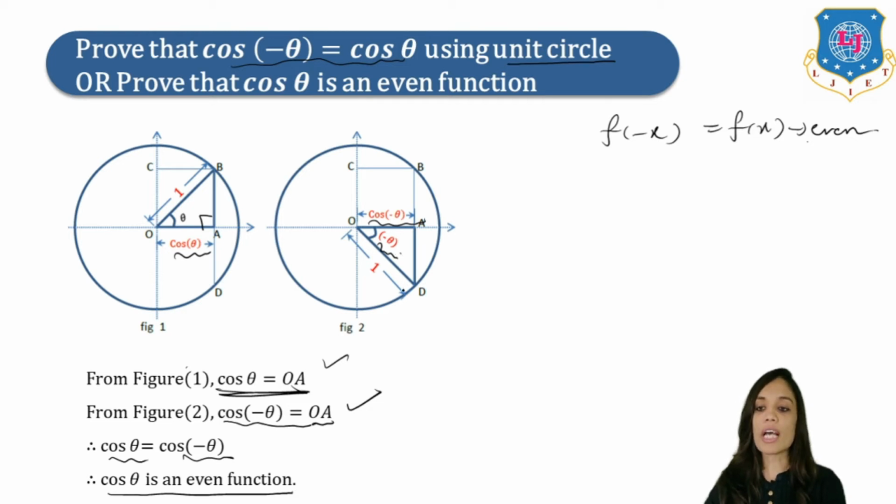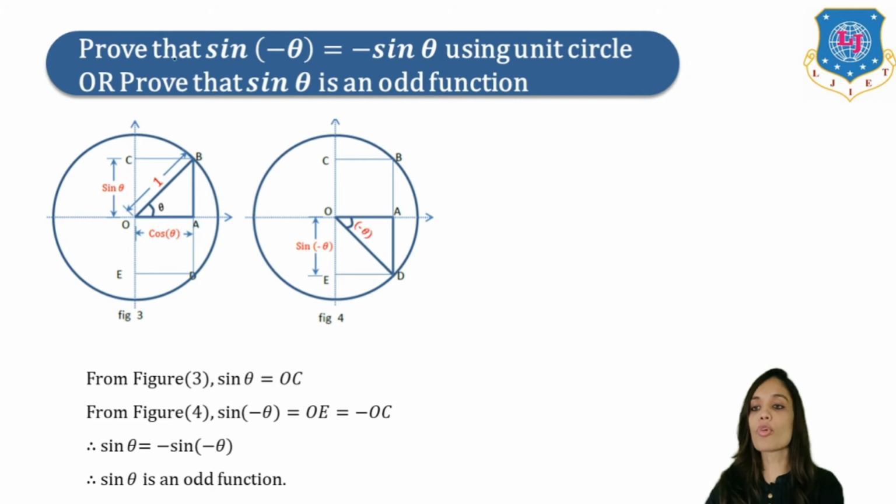Fine. So now, let us study one more example. We have to prove that sine of minus theta is equal to minus sine theta using unit circle. Or you have to prove that sine theta is an odd function. How can you say that? Because we just studied the definition. If f of minus x is equal to minus f of x, then the function is known as an odd function. So if this holds true, the function can be said to be an odd function.